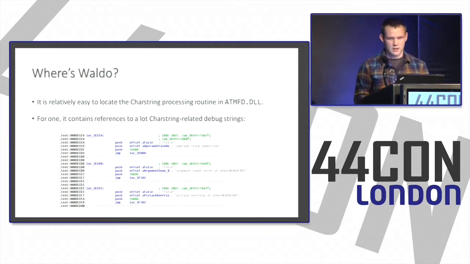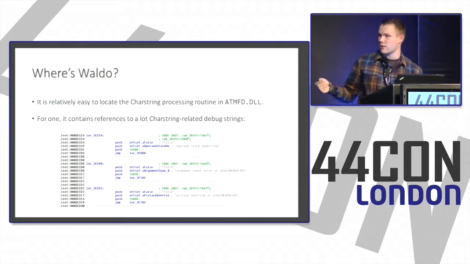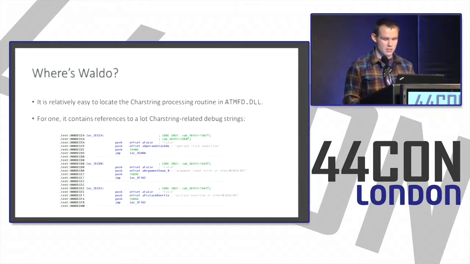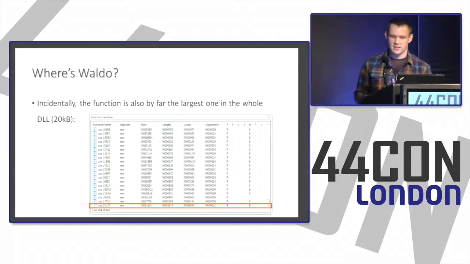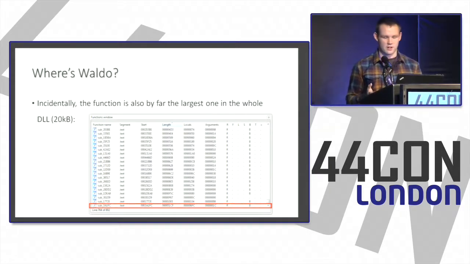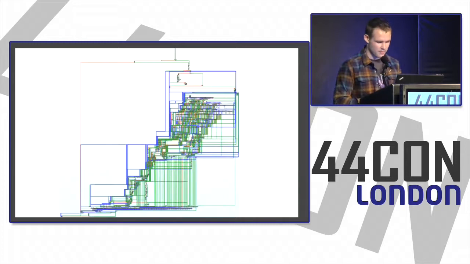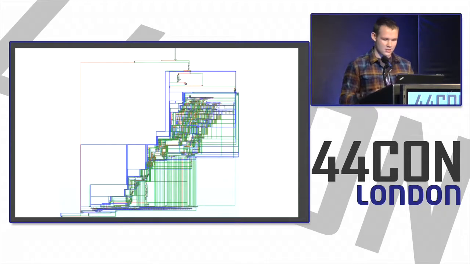So when we try to find the function that is actually responsible for executing the Charstring programs, it turns out that it's not very difficult to locate, because for one, it has a lot of references to those debug messages that I mentioned before, like really a lot of them. And also, incidentally, it's the largest function in the whole file. It has over 20 kilobytes, a single function with 20 kilobytes of code. It's 5 times larger than the second function in the module. It's quite large. Here's how it looks when shown as an IDA graph. So, yeah.